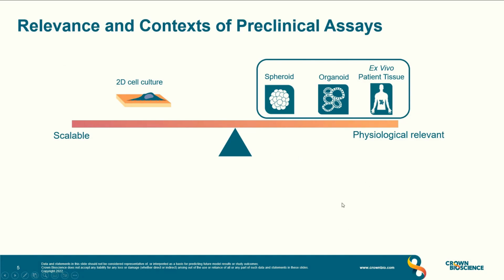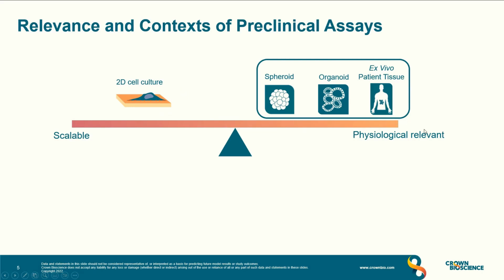So in this case, I wanted to go over the relevance and context of the different preclinical assays that are currently widely used, which have a nice balance between how scalable and cheap they are to how physiologically relevant they are. So 2D cell cultures, almost everybody is aware of those. These are monocultures of cancer cells or other cells in 2D, which are very easy to work with, very scalable, but of course lack all context and physiologically relevant environment and stimuli to actually model the tumor microenvironment.